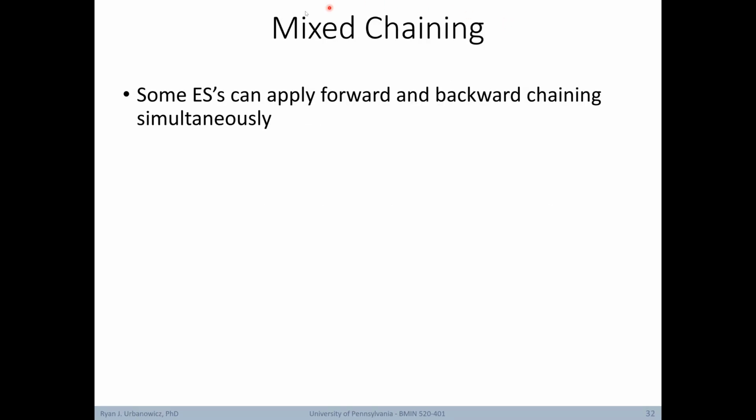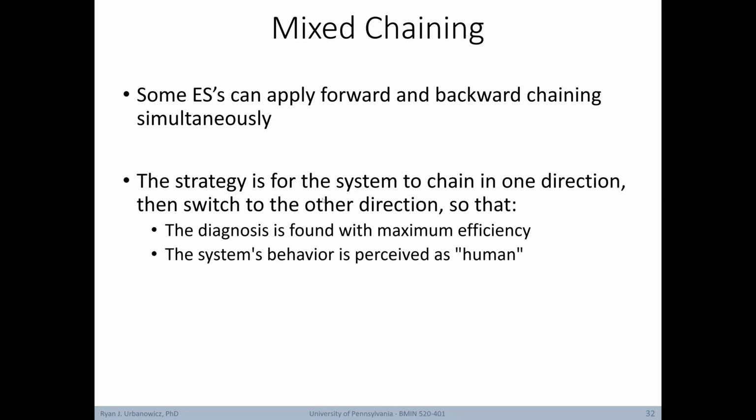Notably, there's also something called mixed chaining. Some expert systems can apply both forwards and backwards chaining simultaneously. The strategy here is for the system to chain first in one direction and then switch to the other direction, presumably so that the diagnosis is found with maximum efficiency. Also, this kind of system's behavior is often perceived as being more human.